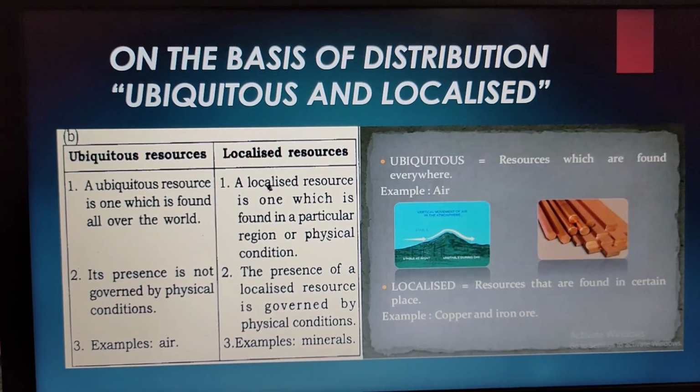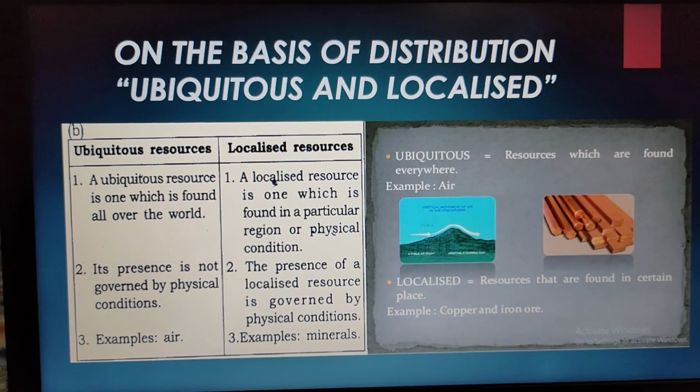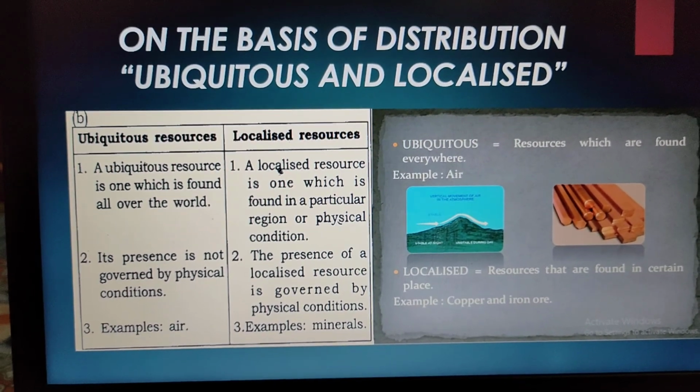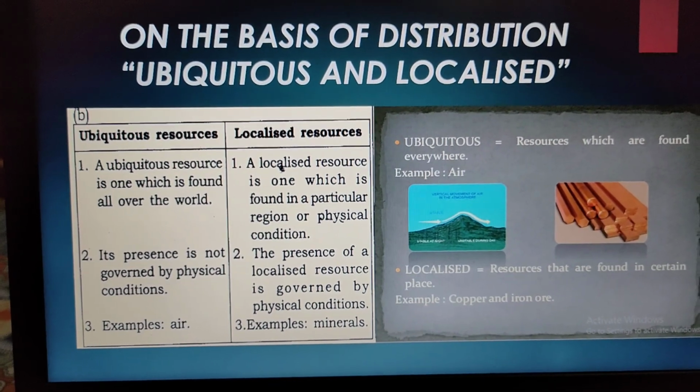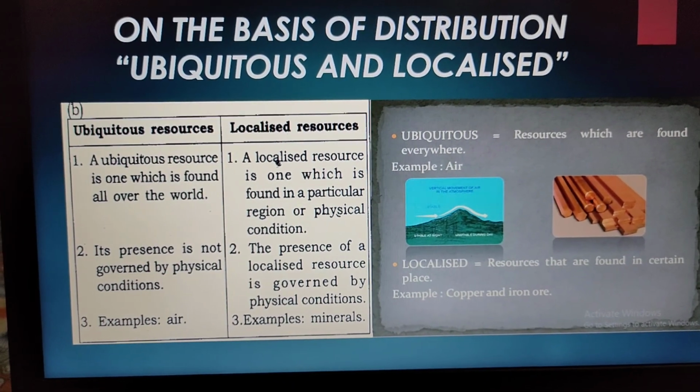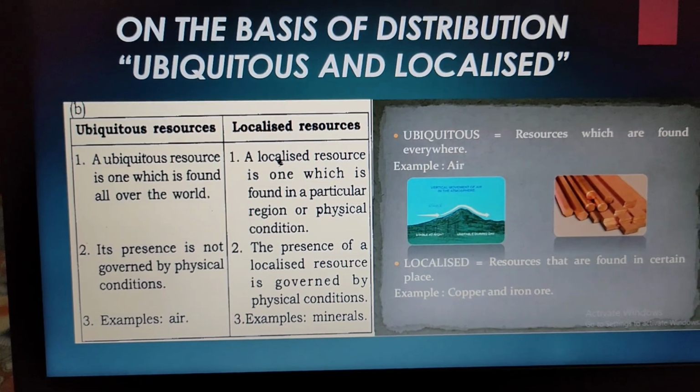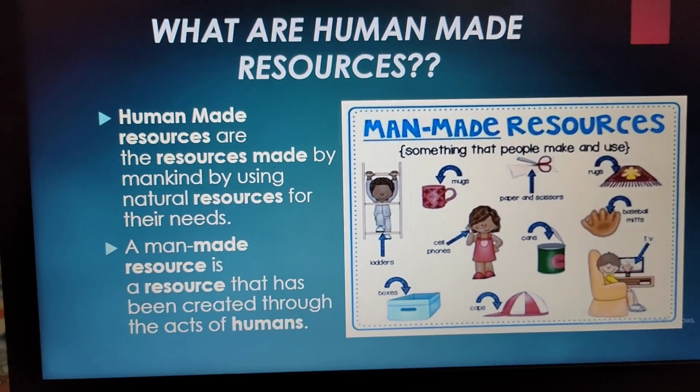Now, ubiquitous means the one which is found all over the world. Example, air. Air is a resource and it is found all over the world. Localized means which is found in a particular region, like your certain ores, your iron ore, your copper ore, they are found in a particular region.